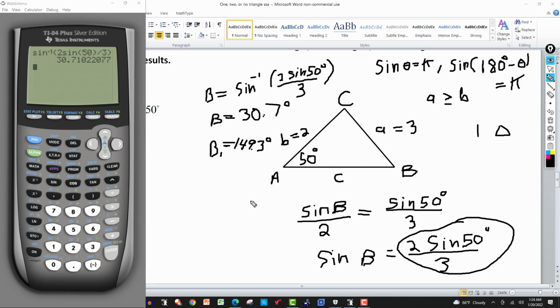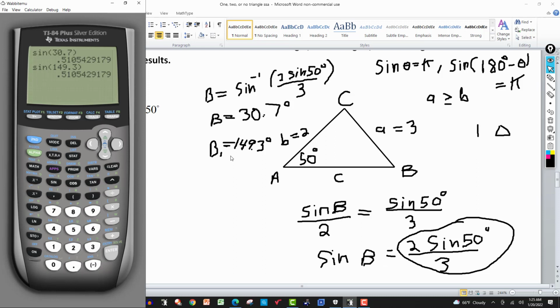So if you take the sine of 30.7, and let's do it in the calculator just to confirm it. I take the sine of 30.7, hit enter, and then I take the sine of 149.3, hit enter, I get the same number. So I have an angle that could also work for the sine of B equals 2. There's two angles that are possible.